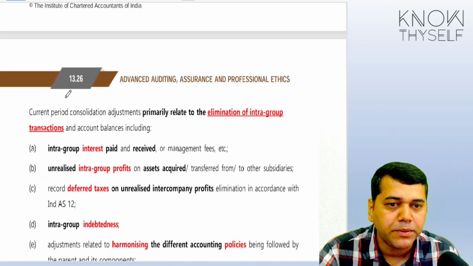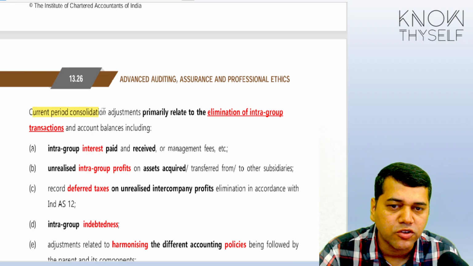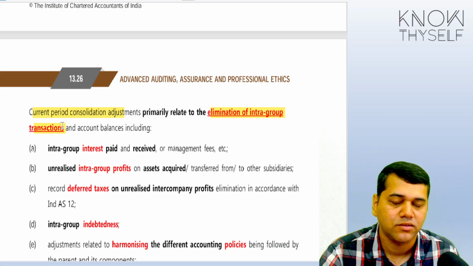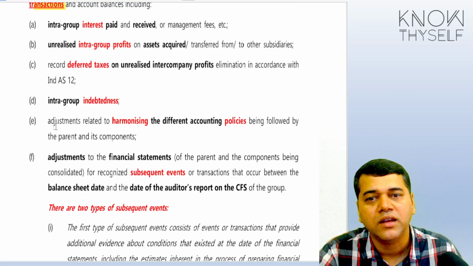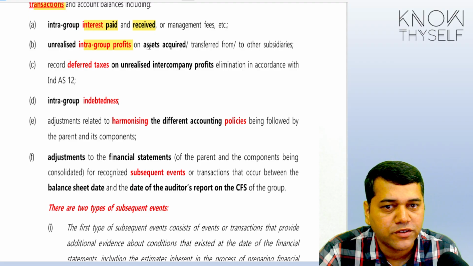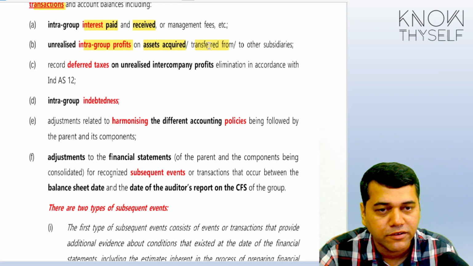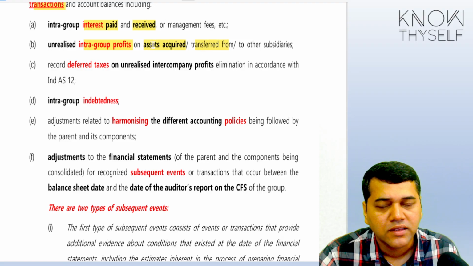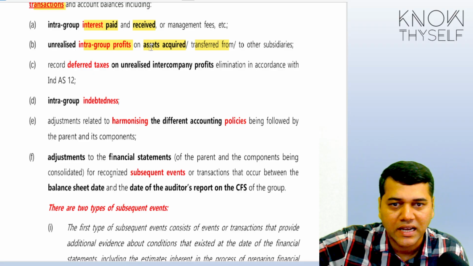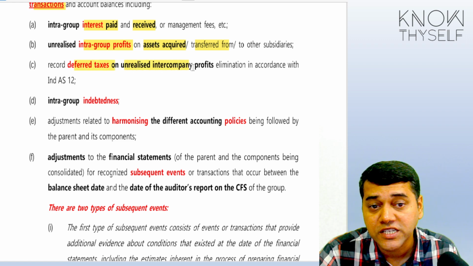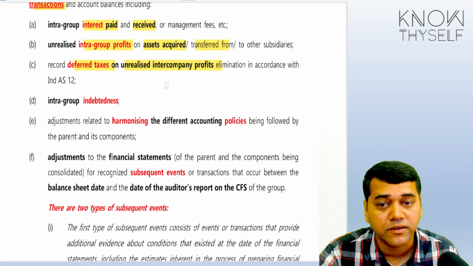Now, what are the current period adjustments? The current period consolidation adjustments relate to elimination of intra-group transactions. Now you tell me, students, are you supposed to study this? No, you can bring again your FR knowledge. What is that? Like intra-group interest paid and received, unrealized profits on the assets acquired or transferred, like your inventory, unrealized profit on the inventory asset. These problems are there in FR. The telecommunication company sold one asset, 10 lakh rupees is the profit, 1 lakh rupees is the profit sitting. Deferred taxes on unrealized intercompany profit. These problems are also there in FR.